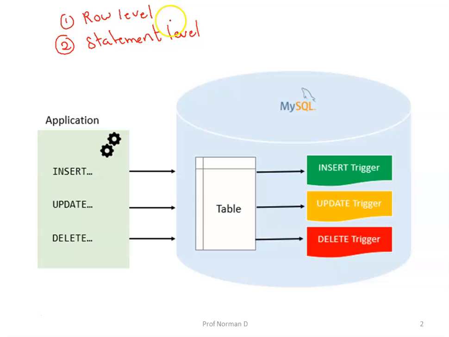A row level trigger is activated for each row that is inserted, updated, or deleted. For example, if a table has 100 rows inserted, updated, or deleted, the trigger is automatically invoked 100 times for the 100 rows affected. Whereas, a statement level trigger is executed once for each transaction, regardless of how many rows are inserted, updated, or deleted. In this session, we will concentrate only on the row level triggers.